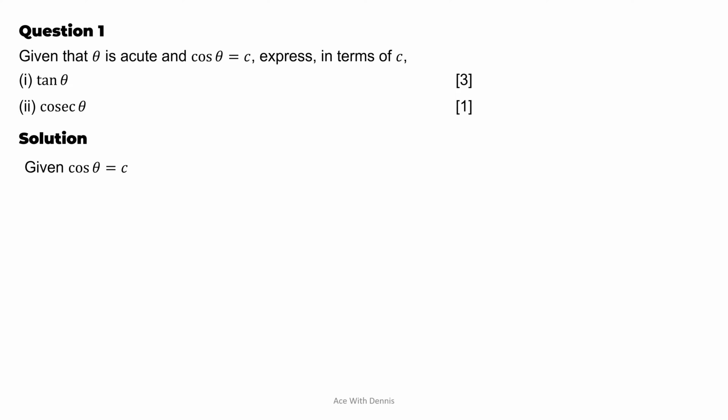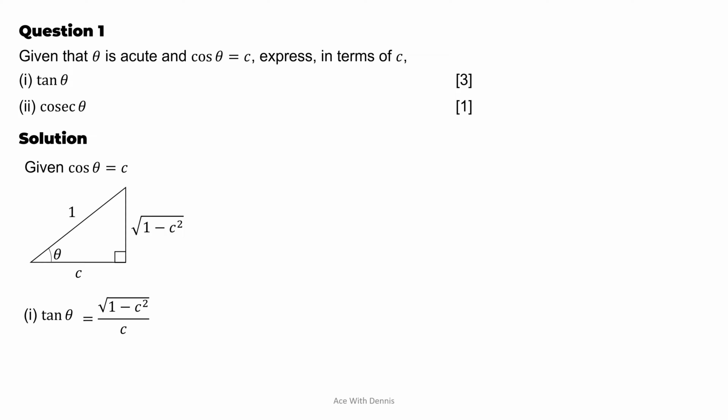Here's the solution. Given that cosine theta equals C, from this information, we can draw a right angle triangle and label this angle as theta. We know that cosine is CAH, so adjacent over hypotenuse. So the adjacent length will be C, the hypotenuse will be 1. Therefore, the opposite length will be square root of 1 minus C squared. After we have drawn this right angle triangle, then we can start to answer the question.